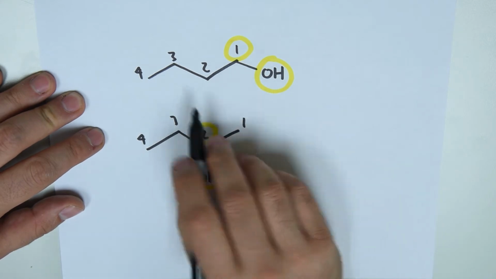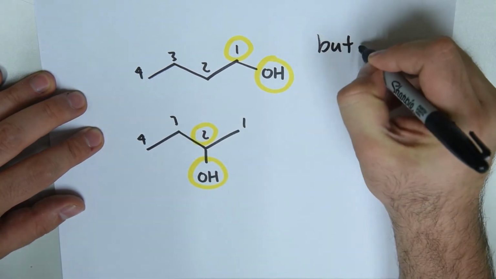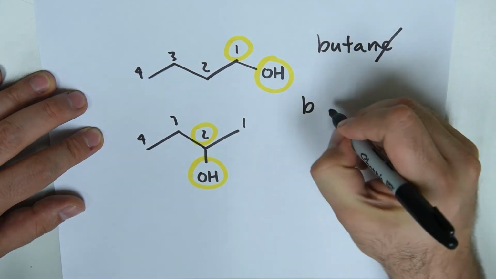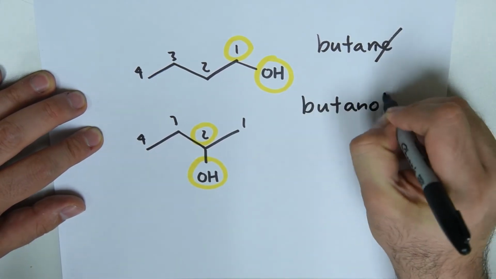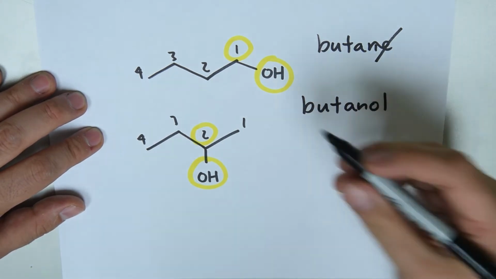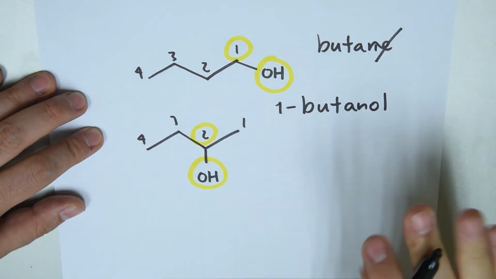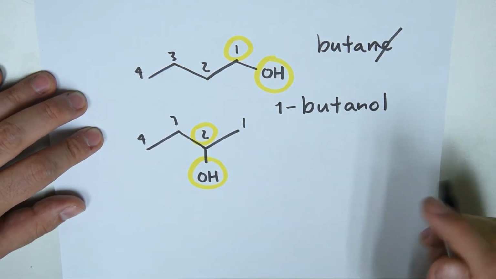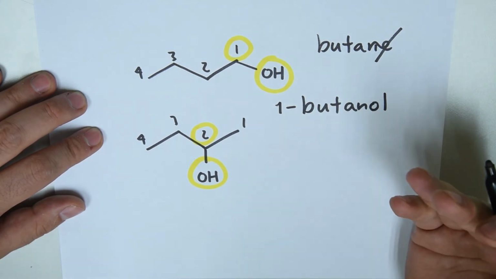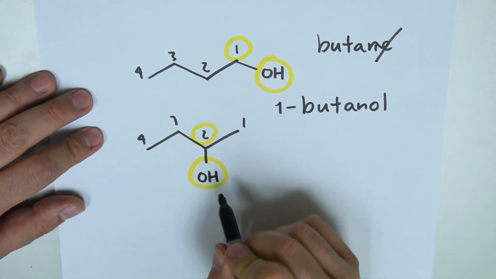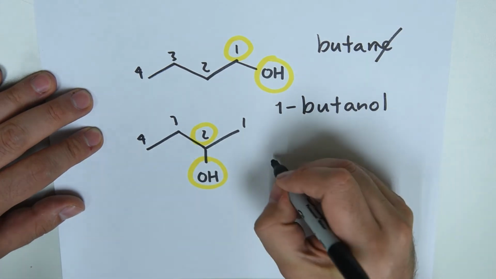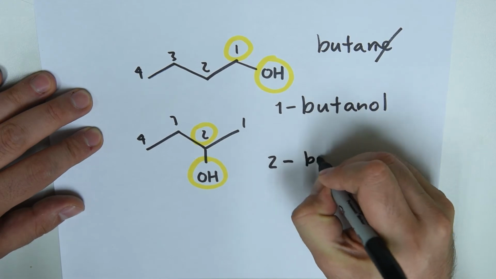So we could name this butane, but since it has a hydroxy group, we cut out the E and we substitute it for butanol. Depending on the textbook you're consulting or your teacher, this could be 1-butanol, or it could just be plain butanol. Why? Because since this is number 1, it would be obvious that the hydroxy group is at number 1. However, for this shape, where is our hydroxy located? It's clearly located at number 2. So we would write 2-butanol.